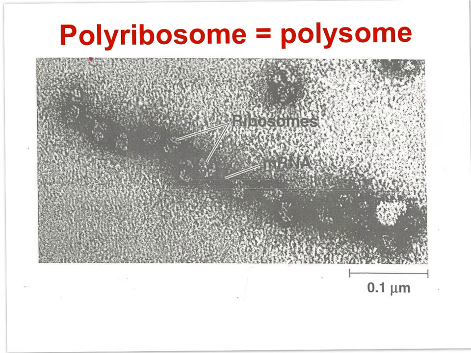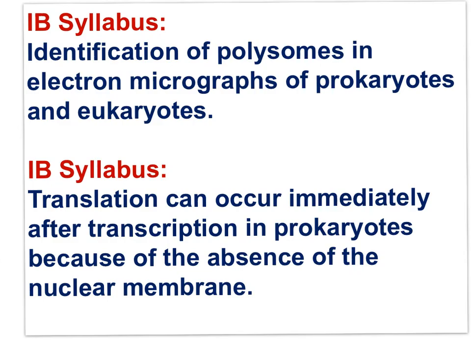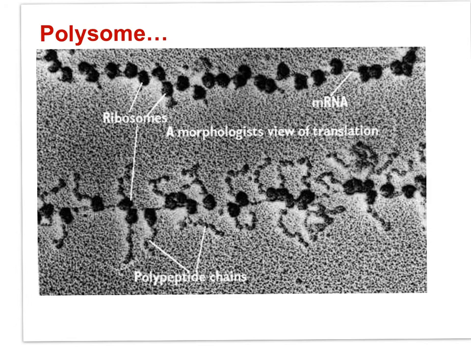The ribosomes are synthesizing polypeptides for use within the cell, such as for enzymes or microtubules, the spindle fibers, for example. So here are two relevant IB syllabus statements. Can you identify polysomes in electron micrographs of prokaryotic cells and eukaryotic cells? And do you know that translation can occur immediately after transcription in prokaryotic cells because of the absence of a nuclear membrane? Here is another micrograph showing numerous ribosomes translating the mRNA.